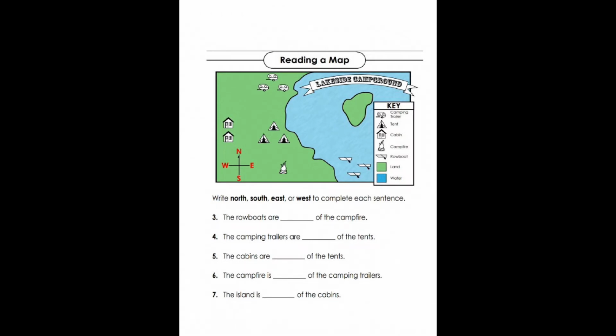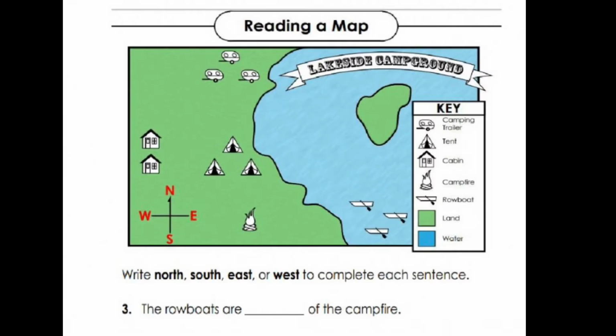Reading a map. Write north, south, east, or west to complete each sentence. Here we have a map. To the right is our map key. To the left, we have our compass rose. We're going to do number 3 together.